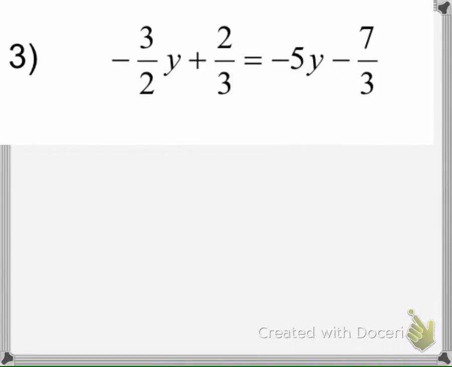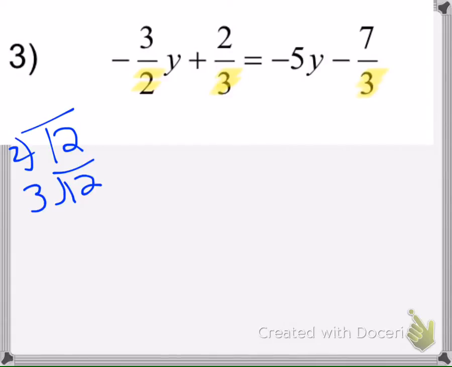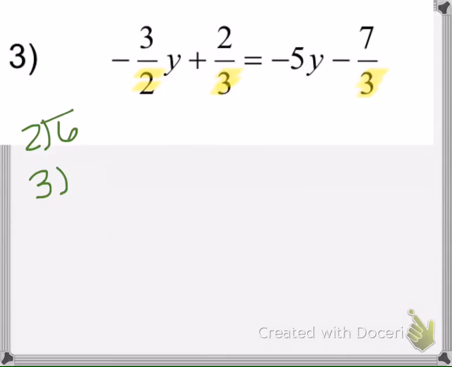Alright, so if we want to get rid of the fractions, I need to think of a number that 2 can go into and 3 can go into. There are several numbers. I could pick 12. 2 goes into 12. 3 goes into 12. But there's a smaller number. I want to pick the least one. I don't have to, but it just makes it easier to multiply with a smaller number. So I'm going to go ahead and pick 6, since all the denominators can go into 6.